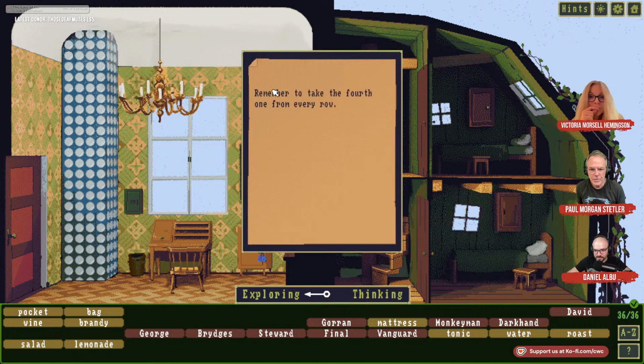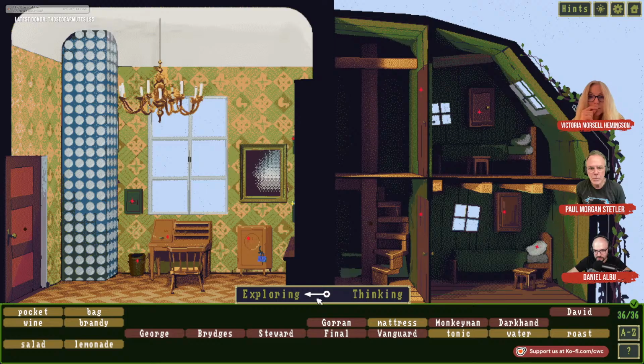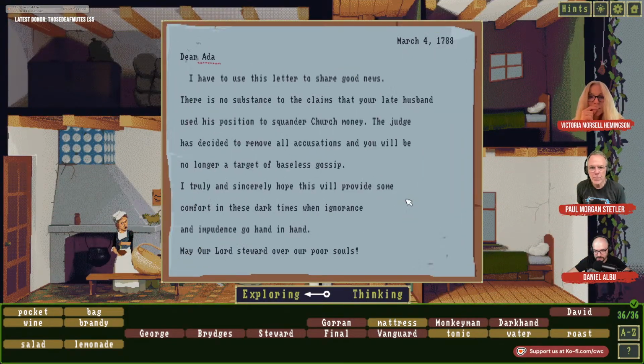Do you see Walker? So this note says, remember to take the fourth one from every row. Use substance to remove target. Sincerely, Dark Hand Steward. That didn't do a damn thing. It made sense at first. It'd be really cool if it was. Sincerely, Dark Hand Steward.